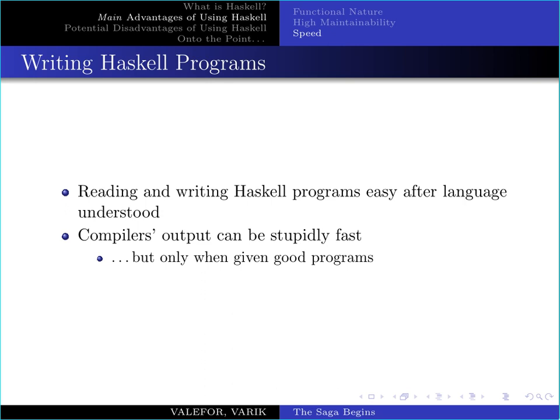Now on to speed. Writing good Haskell programs is a fairly slow process. Notice that I said good. That applies to every programming language out there. But writing Haskell programs in general is a pretty fast process. It's fairly easy once you understand the language.